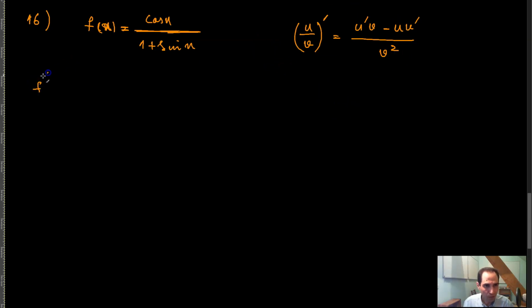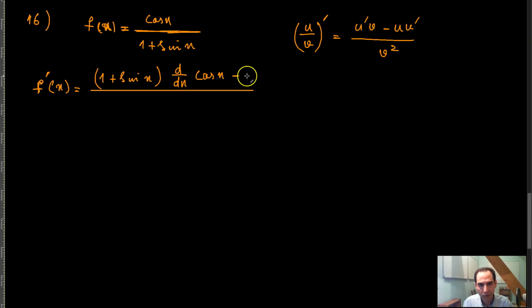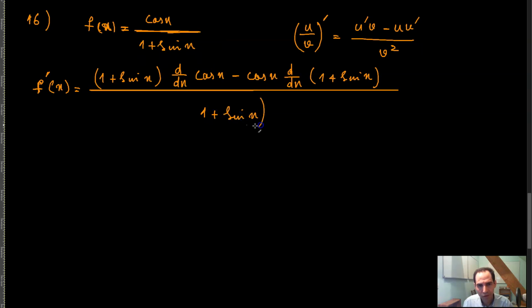And so f prime of x is equal to u prime times v, which is basically 1 plus sine x times d by dx of cos x, minus cos x times d by dx of basically 1 plus sine x. And you divide that by basically 1 plus sine x whole squared.